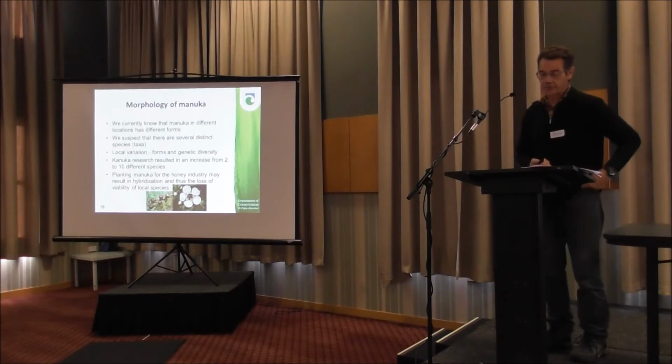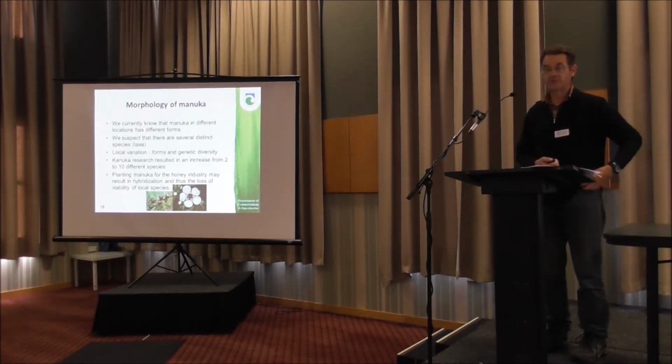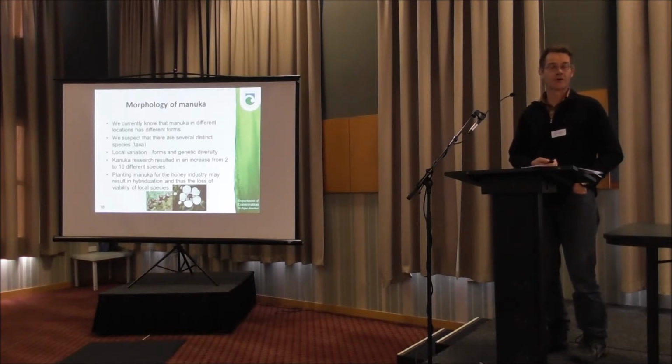So another example for eco-sourcing is with Manuka. We know that Manuka in different areas has different forms, and we suspect that there are several different taxa or species. Those local variations or forms will have a genetic basis. With Kanuka, the related species, the research there increased the number from 2 to 10 species, and we suspect the same will happen with Manuka. That work's underway at the moment.